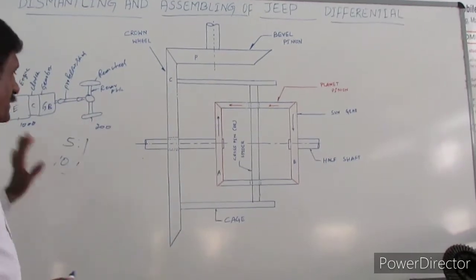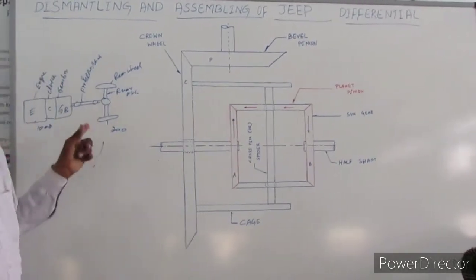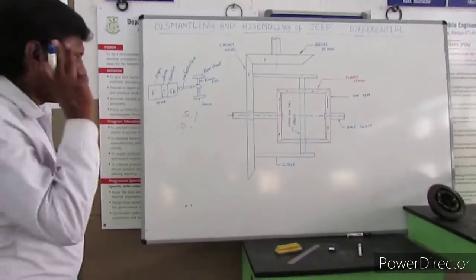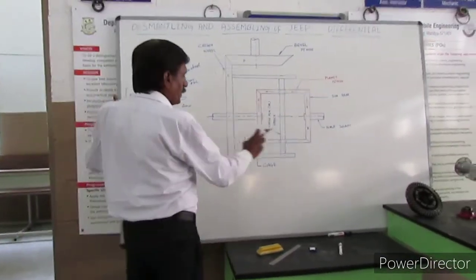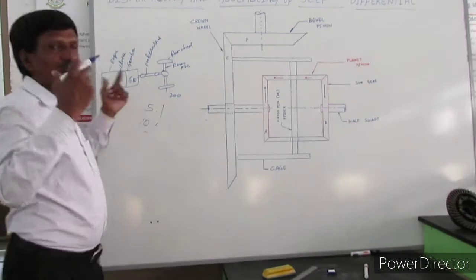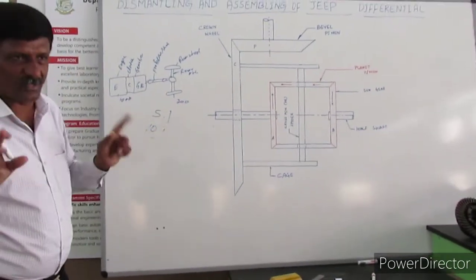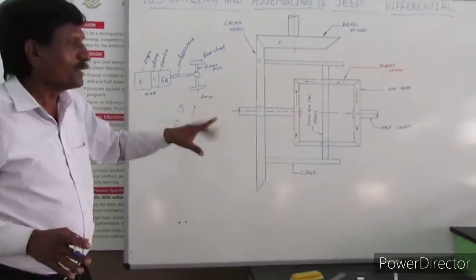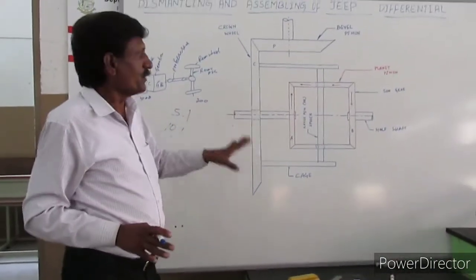Again, if you connect the crown wheel directly to the rear driving wheels, when the vehicle is moving in the straight-ahead position, then both the wheels are rotating at the same speed, because the diameter of all the wheels is the same. Then the distance traveled by each wheel is the same when the vehicle is moving in a straight line.